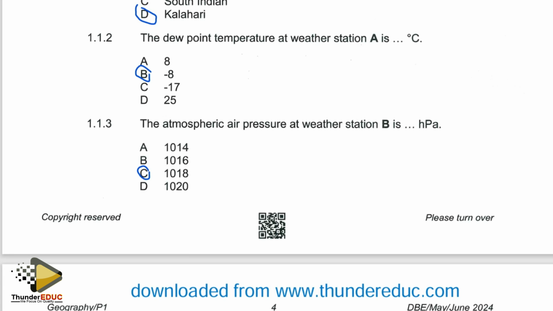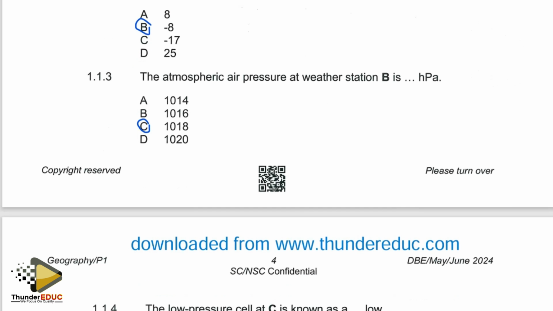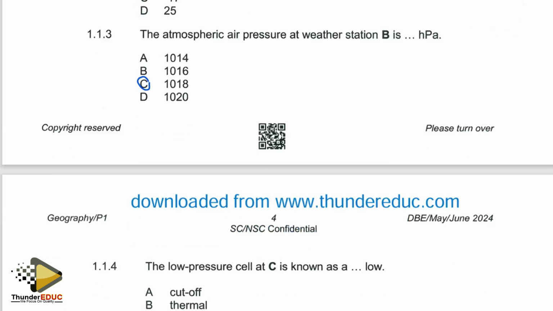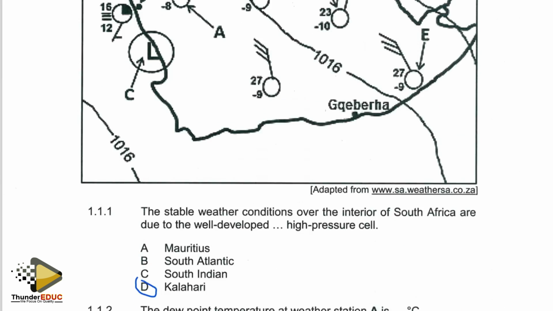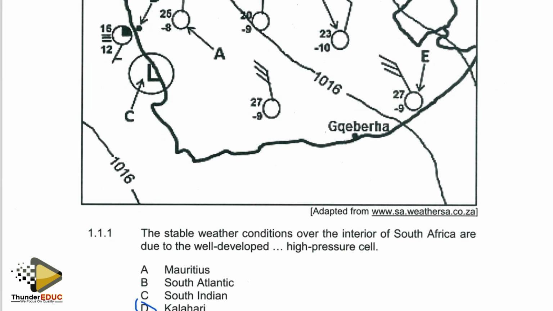hectopascals. Then we move on to the next question, question number 1.14, which talks about the low pressure cell at C being known as a dash low. We go to our synoptic map and try to identify C. Our C is here. If we see the location of our pressure cell, we can see that the pressure cell is located along the coast, along the coastline.